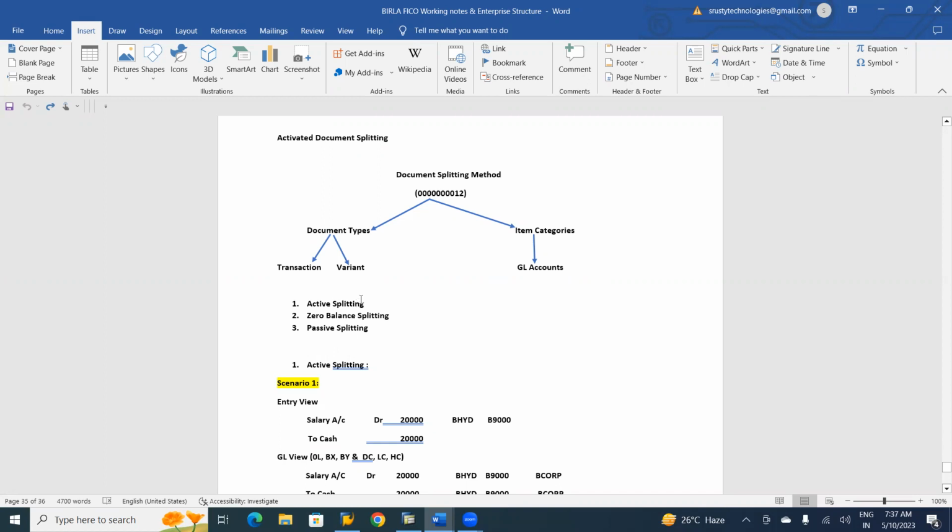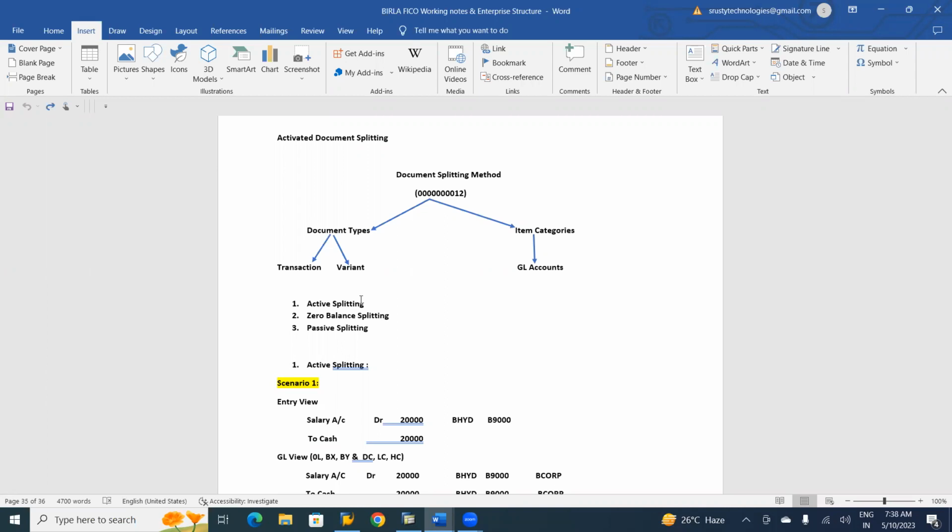So what do you mean by active splitting? We have two views, entry view and GL view, as we discussed from long back. Whatever transaction the user enters, in the same way the splitting will happen. For example, salaries account debited to cash account. In the debit line, the user has given amount, business area, profit center.